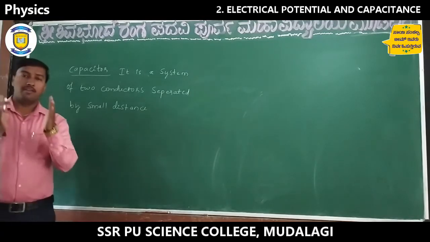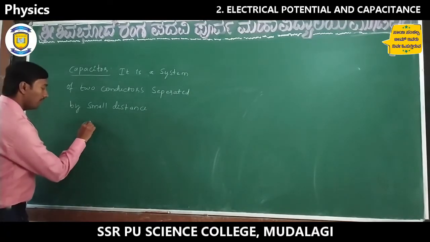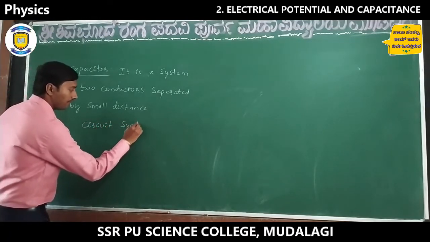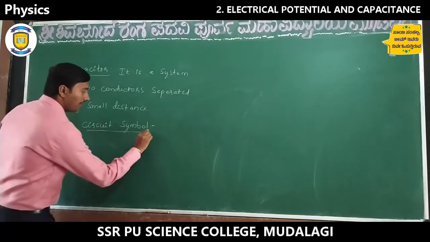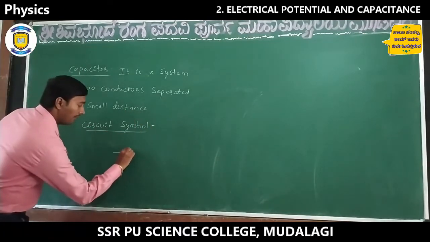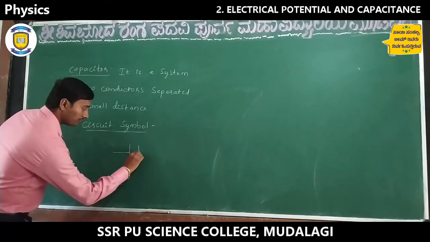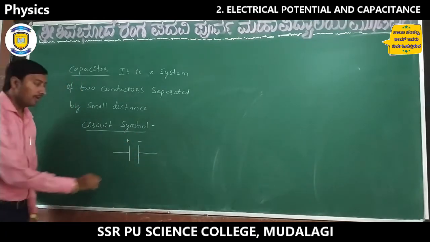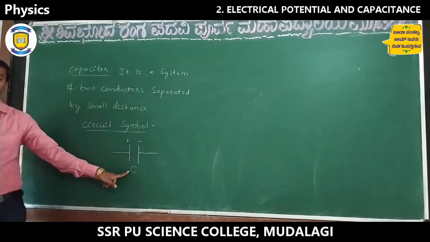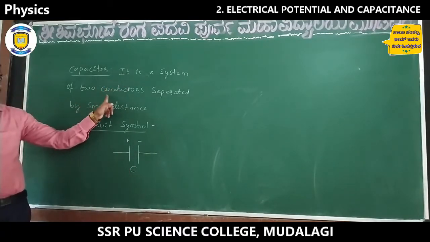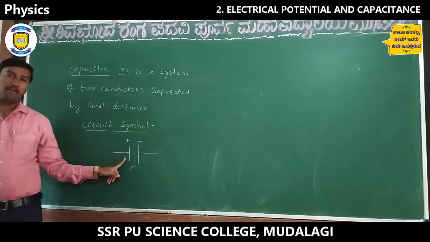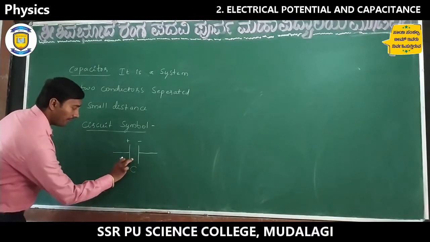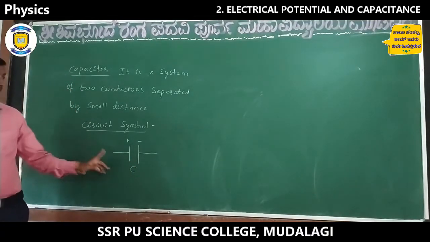There will be two plates. What is the circuit symbol of a capacitor? It is indicated like this. Okay, this is the positive plate, this is the negative plate. This is meant by capacitor. C means capacitor, correct? So it is a system of two conductors, or we can take metal plates, separated by a small distance. So this is about the circuit symbol of a capacitor.